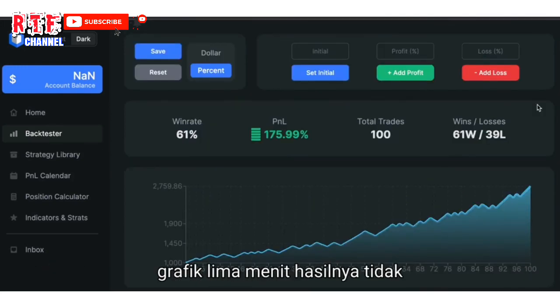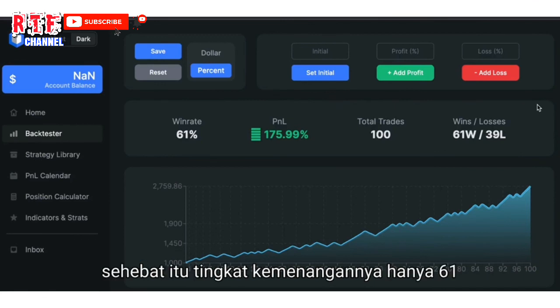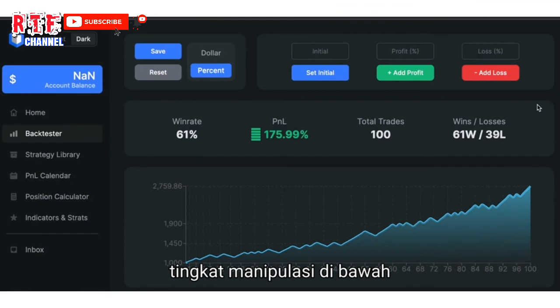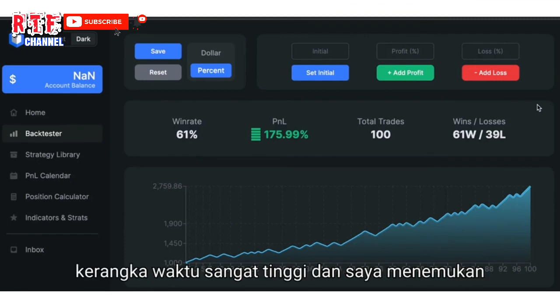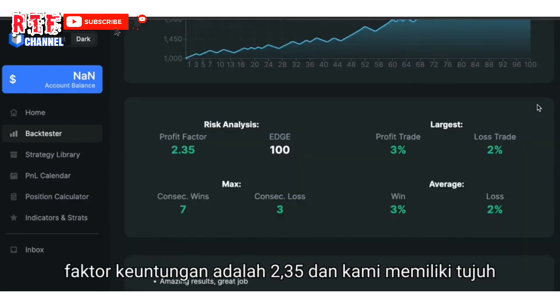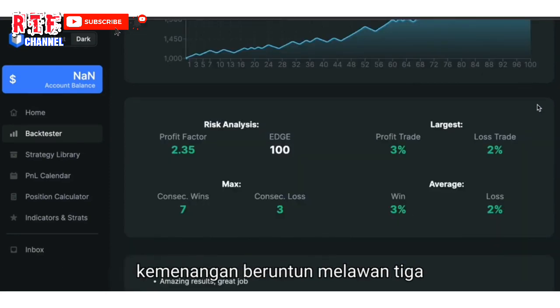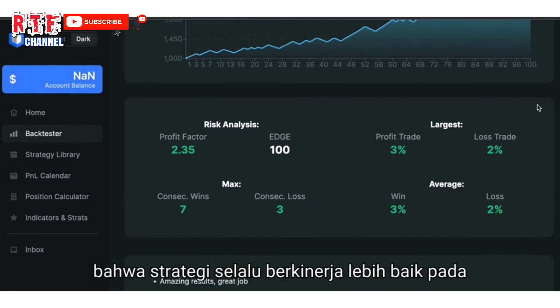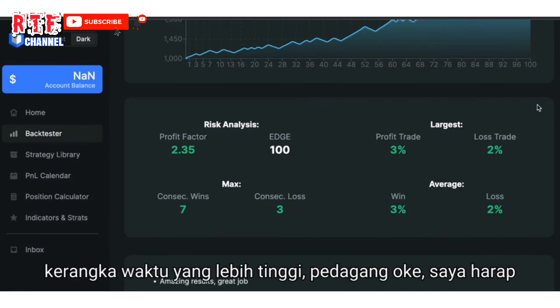Okay, so on a 5-minute chart the results aren't that great. The win rate is only 61%, but that's due to the fact that the level of manipulation on the lower time frames is really high. And I found those 100 setups within 2 months. The profit factor is 2.35 and we had 7 consecutive wins against 3 consecutive losses. So this is the proof that strategies always perform better on the higher time frames.